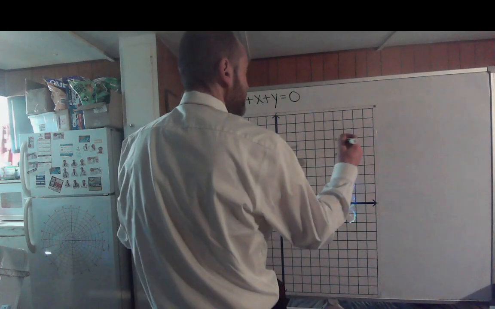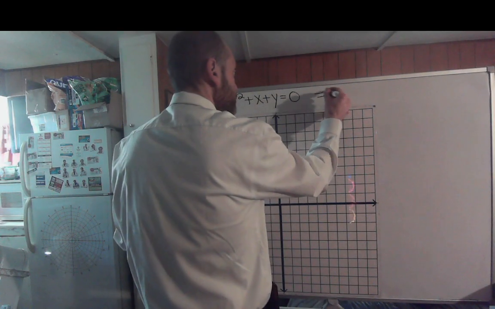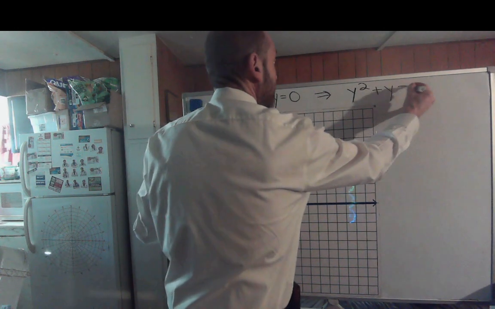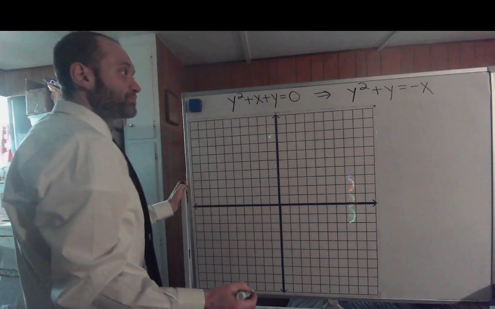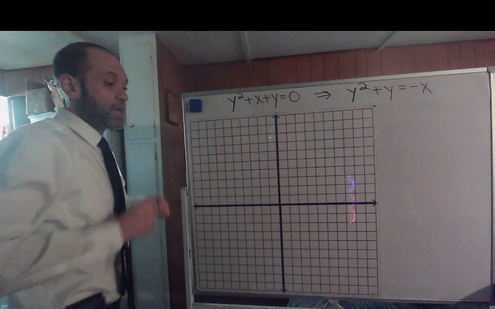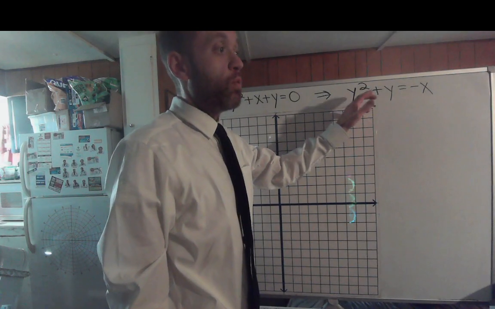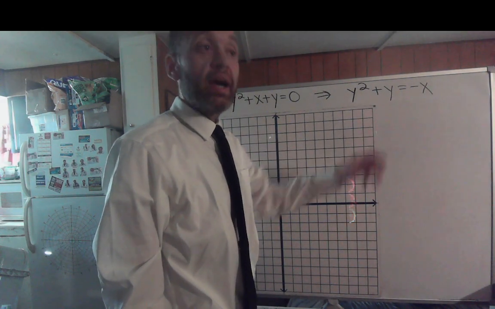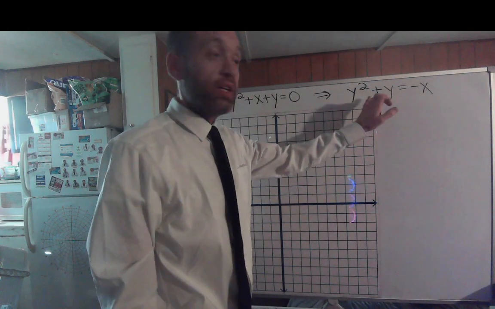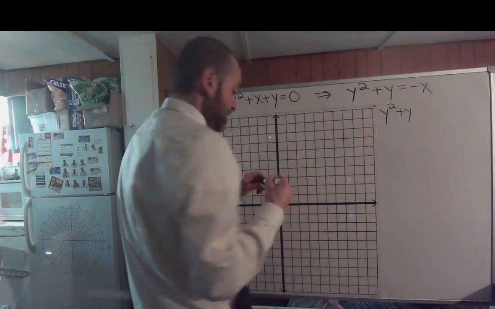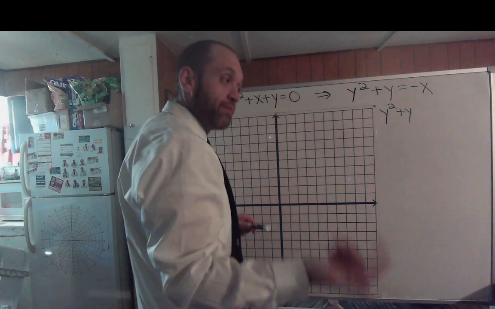So this is going to initially turn into y squared plus y equals negative x. Well, here's the thing. We want to have this in the form of y minus k quantity squared. How are we going to do that? We actually need to complete the square on the left-hand side. So, completing the square, you'll have y squared plus y. Now, take half of the 1 on the y. Half of 1 is 1/2. If you square that 1/2, you get 1/4.